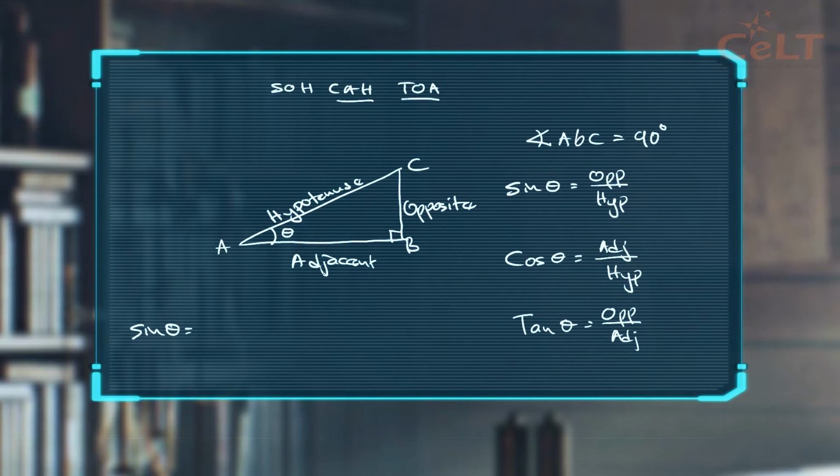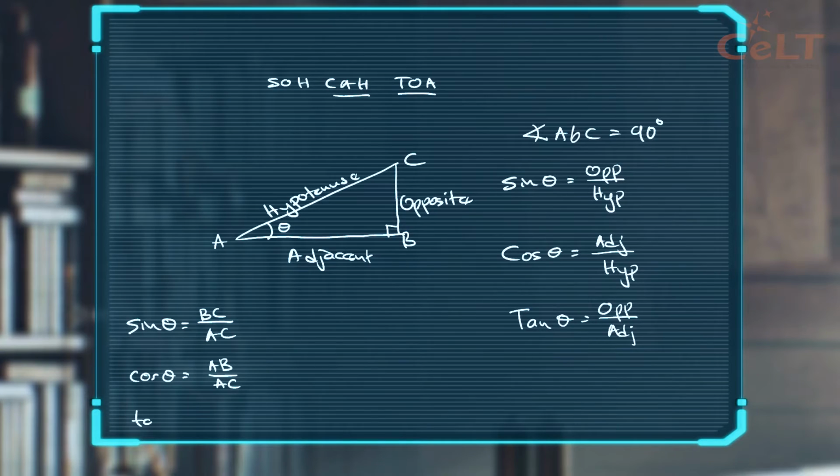So for this example, ABC, what is the value of sine theta? Sine theta is equal to opposite over hypotenuse, where opposite is BC. So it's BC over the hypotenuse, which is AC. Next, cosine theta is equal to adjacent over hypotenuse, that is equal to AB over AC. And finally, tangent theta is opposite, which is BC, over adjacent, which is AB.